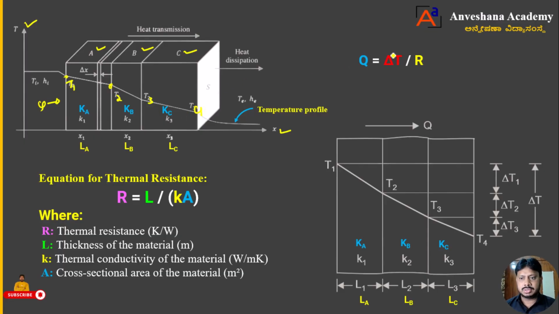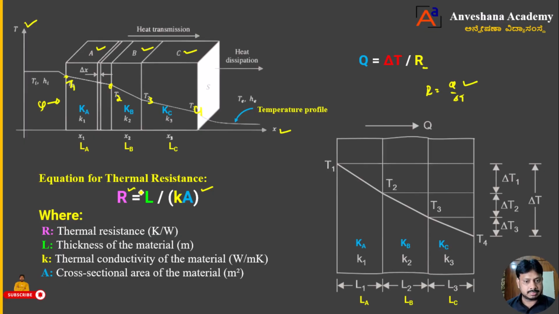One is Q equal to delta T by R, where R is equal to what I can do now. So I can do simplification. R is equal to Q divided by delta T, one way. Or else I can calculate the thermal resistance in a material by using this equation. What is that? R is equal to L by K into A.